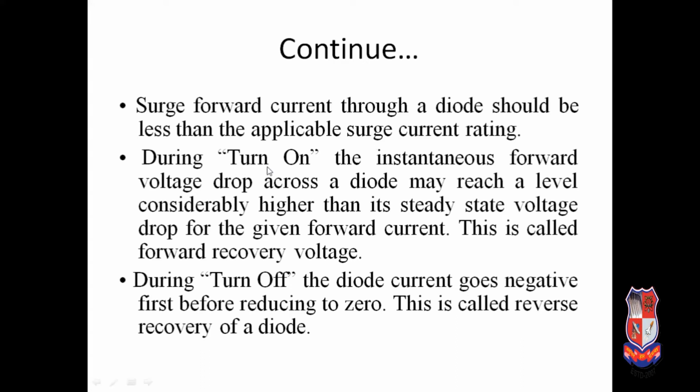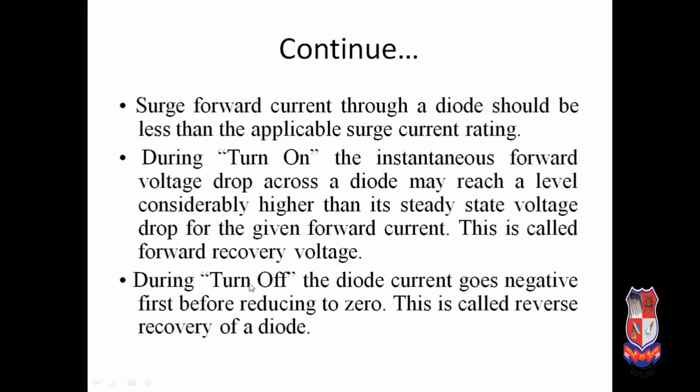Okay. During the turn on, the instantaneous forward voltage drop across the diode may reach a level considerably higher than its steady state voltage drop for the given forward current, and this is called the forward recovery voltage. So what is the forward recovery voltage? It is when the forward voltage drop is higher than the steady state voltage drop.